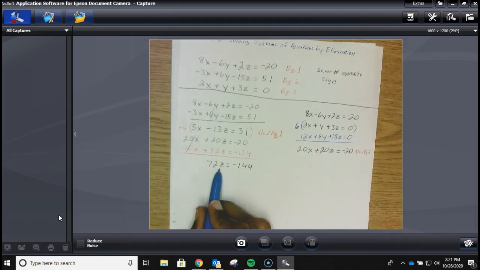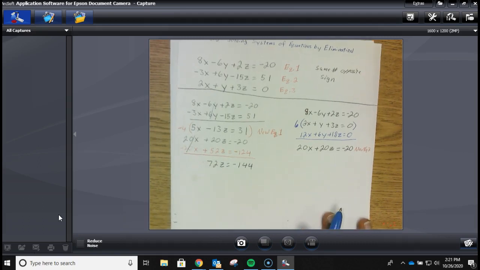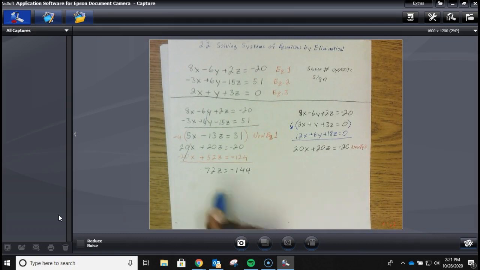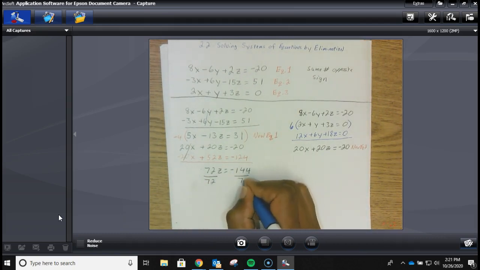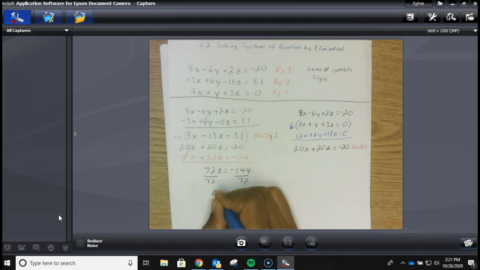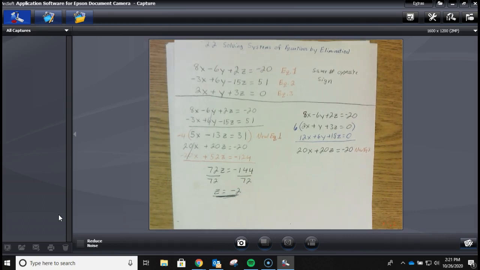We got down to one equation, one variable. So to get that variable by itself, all you have to do is divide by 72. So I end up with z is equal to negative 2. Oh, that is a great thing. Once we find one of them, we can start plugging back in.